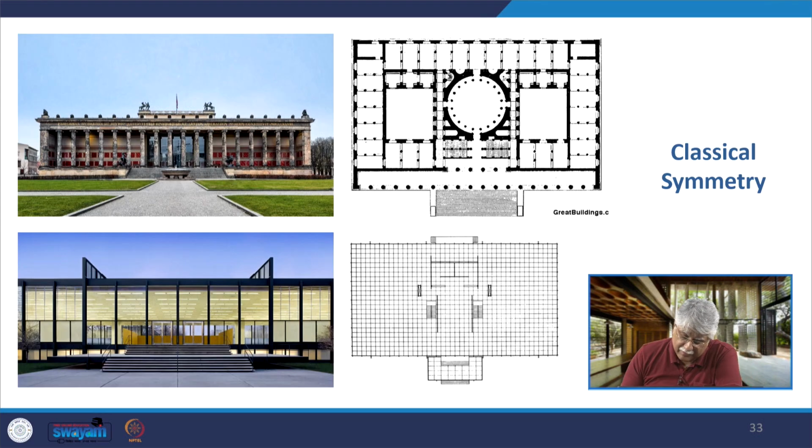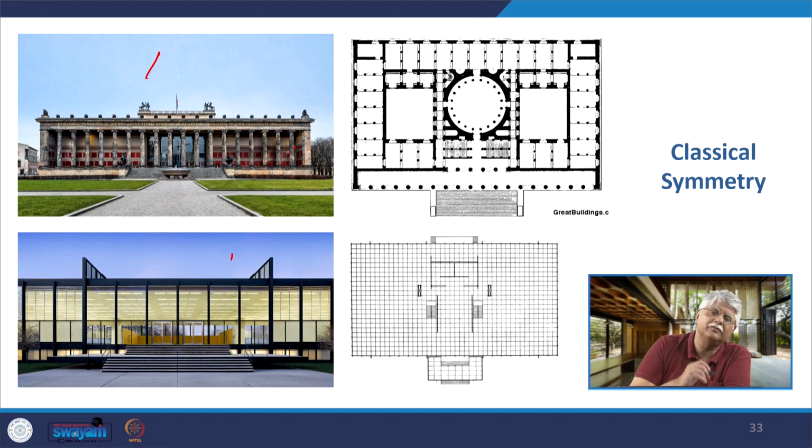Now that is one very interesting thing about the modernists. Modernists withdrew from the past. They completely broke away from the past architecture, and yet we find in their work the influence of classicism. There is symmetry, there is proportion, there is harmony. So, if we compare this Crown Hall with an earlier 19th century work by Carl Friedrich Schinkel called the Alte Museum, you find that essentially both the buildings have a very similar symmetrical form.